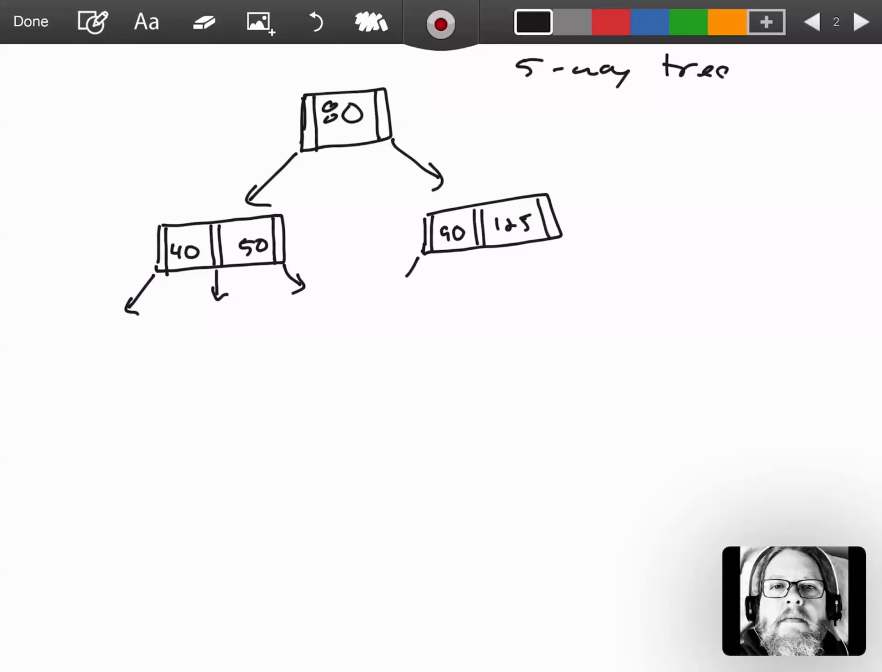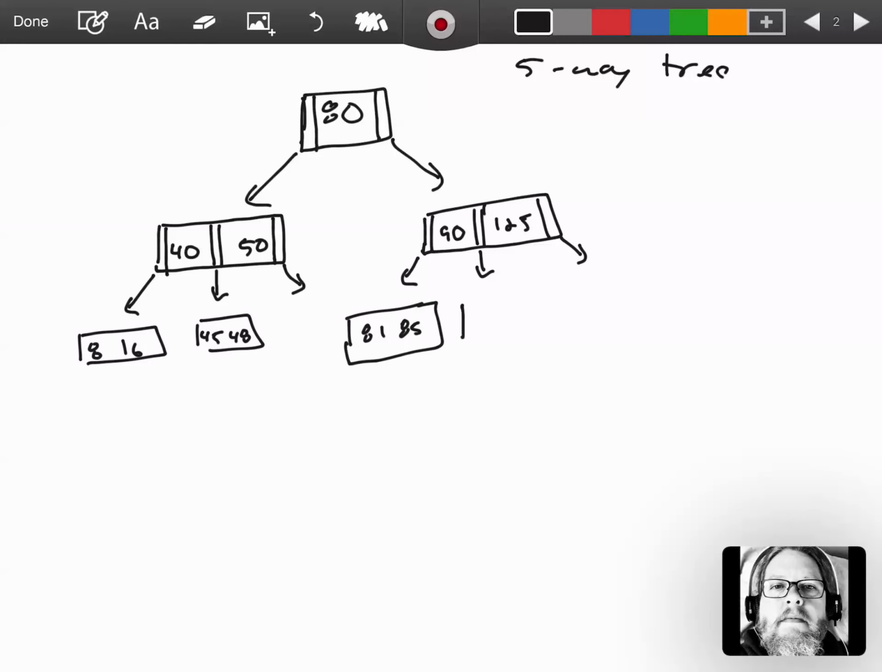And again, we have things that are less than 90, between 90 and 125, and greater than 125. So in this case over here, we could have an 8 and a 16. Here we could have 45 and a 48. Over here we could have an 81 and an 85. Those are both less than 90, less than 90 but greater than 80.